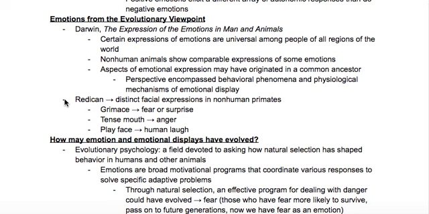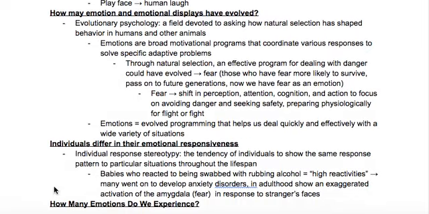Redican then believed that he saw distinctive facial expressions in non-human primates, going with Darwin's idea that non-human animals show comparable expressions of some emotions. The three that he saw were the grimace, which is in association with fear or surprise; the tense mouth, which is in association with anger; and the play face, which is similar to a human laugh. The next section is titled How May Emotion and Emotional Displays Have Evolved?